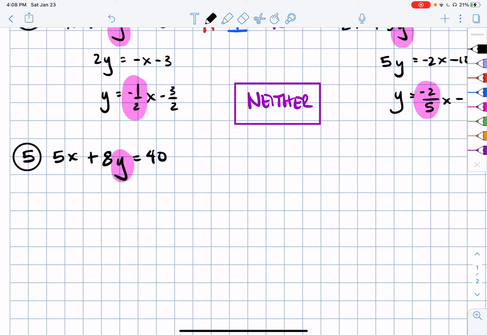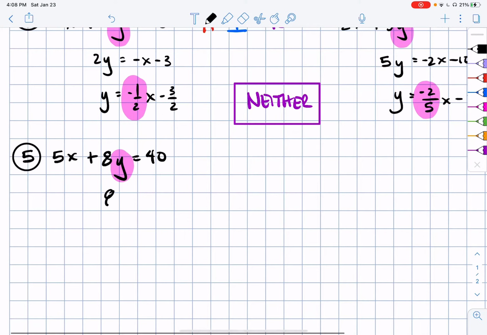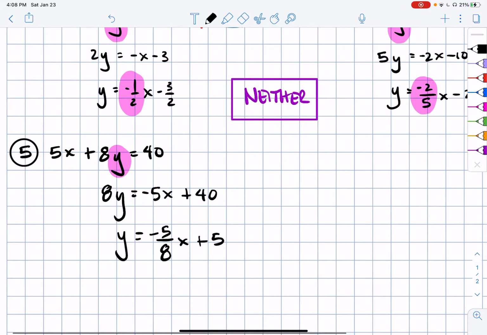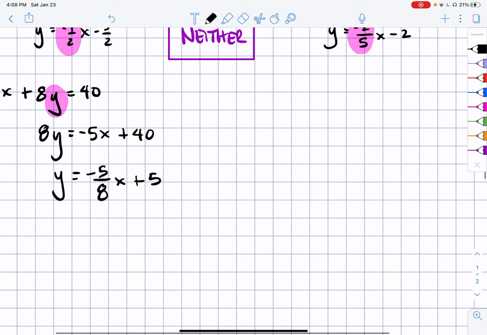So in order to do that, I got to subtract the 5x. So I got 8y equals negative 5x plus 40. Divide by 8. So I get y is equal to negative 5 over 8 x plus 5. Okay, so that's the case. So let's take a look what that looks like.